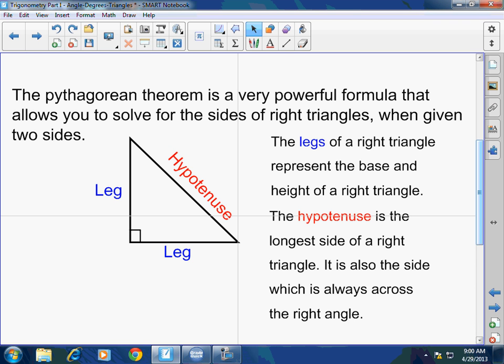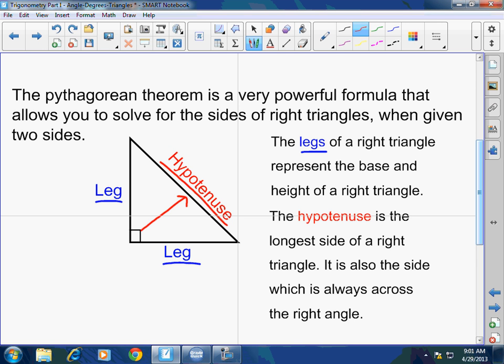sides. When you have a right triangle and they want you to solve for a missing side at this stage of the game, they're going to give you two sides. Either both legs, and the legs of a triangle represent the base and the height of a right triangle, or a leg and a hypotenuse. And the hypotenuse is the longest side of the right triangle, always, period. And it is also the side which is directly across the 90-degree angle.